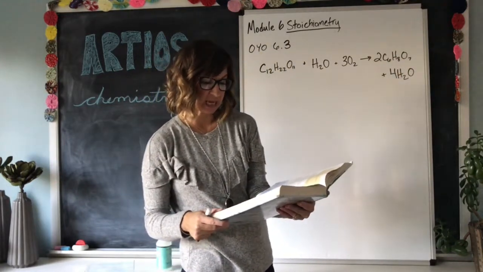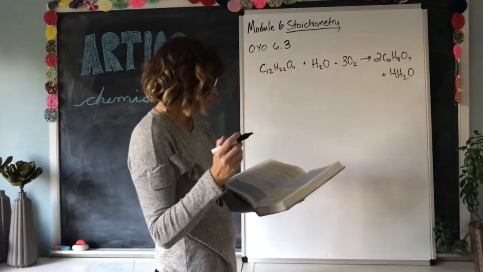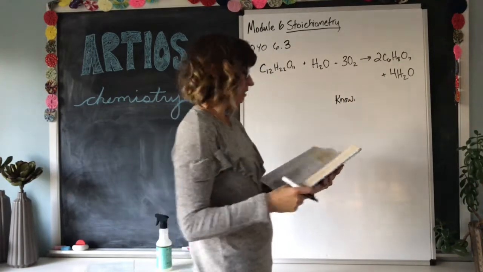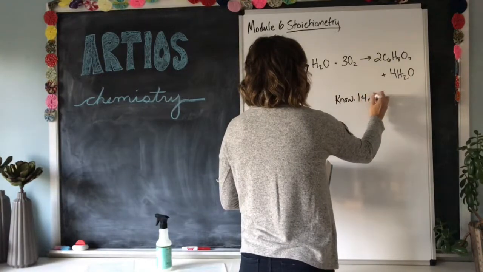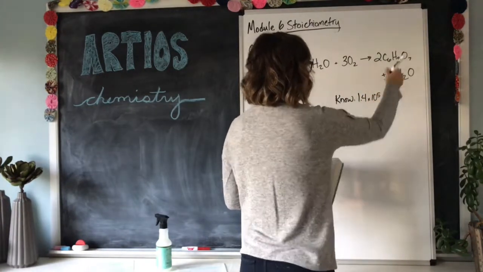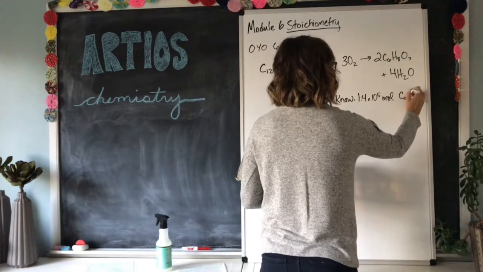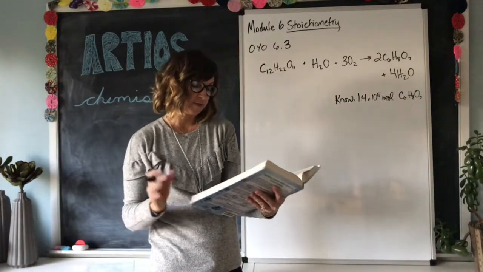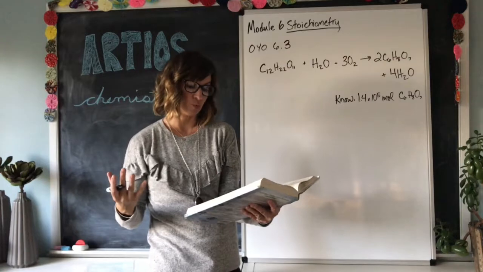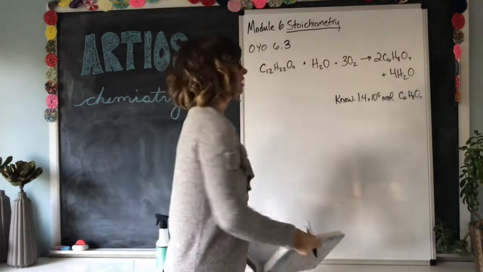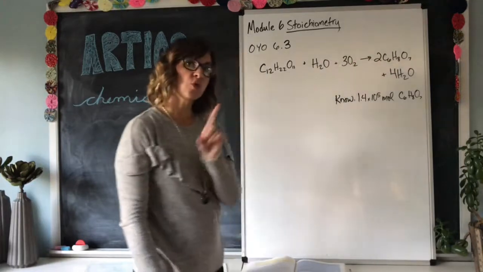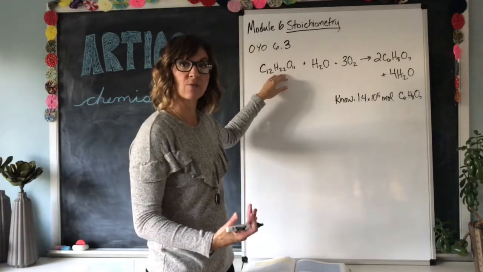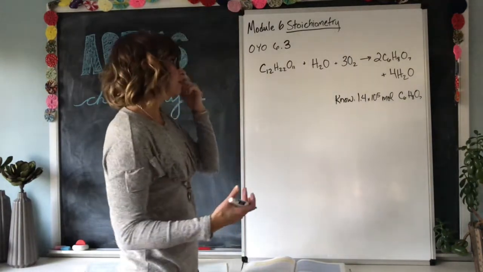If a fruit drink manufacturer decides she needs, okay, this is what we know. We know we have 1.4 times 10 to the 5th moles of citric acid, C6H8O7. If a fruit drink manufacturer needs that much moles of citric acid, what is the minimum amount of reactants she will need? So knowing how much of this we want to end up with, we can figure out how many moles of oxygen, water, and this other carbon compound that we need in order to come up with that much product.